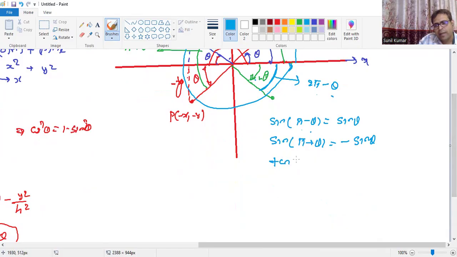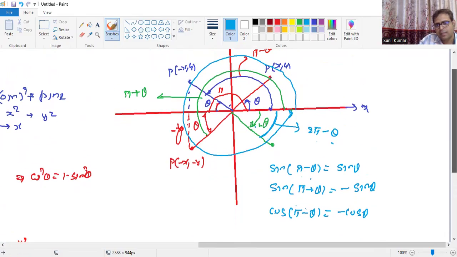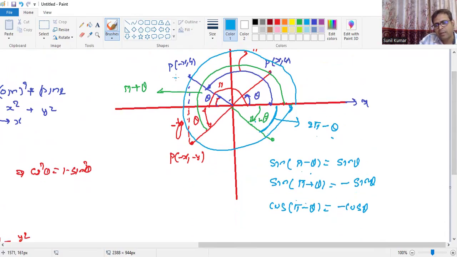Similarly, we can say tan(pi minus theta) or cos(pi minus theta). First, I'm going to explain cos(pi minus theta). So cos(pi minus theta) is minus cos theta. Why? Because in the second quadrant, cos is negative. We can see here we have the second quadrant. In the second quadrant, cos is negative, sec is negative, tan and cot, all four are negative. Only sine and cosec are positive in the second quadrant.